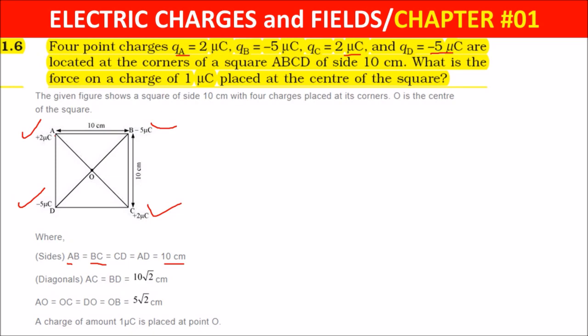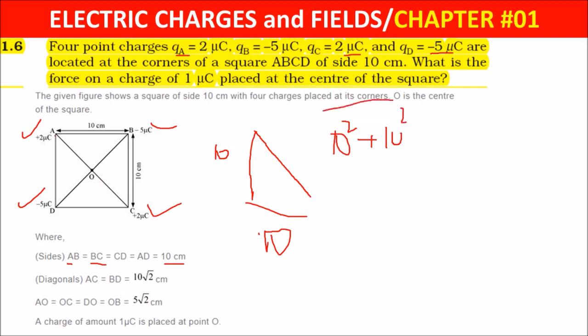So calculating the diagonal by using Pythagoras, using 10 centimeter and 10 centimeter, we get the square root of 10 centimeter squared plus 10 centimeter squared, so we get 10 under root 2. So that is the distance of the diagonal. Similarly, OA is equal to OC, the distance from the center to the corner. So a charge of 1 microcoulomb is placed at the point O.